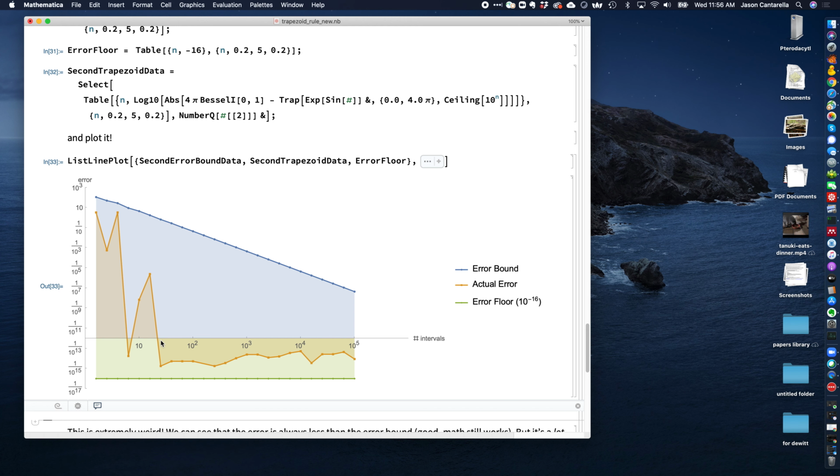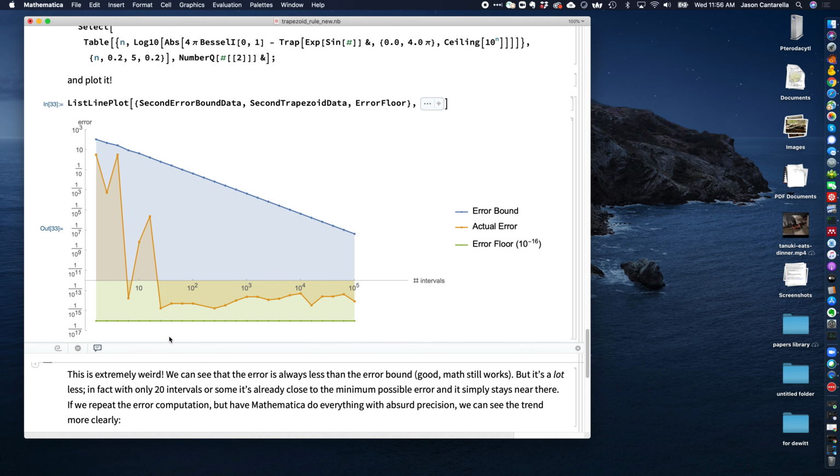And by something like 20 intervals, it's already at like 10 to the minus 15. So it's got 15 digits correct. And then it just wobbles around having 15 digits correct. This is already pretty much the best error you're going to get. And of course, it doesn't improve by adding more intervals. So super weird, right?